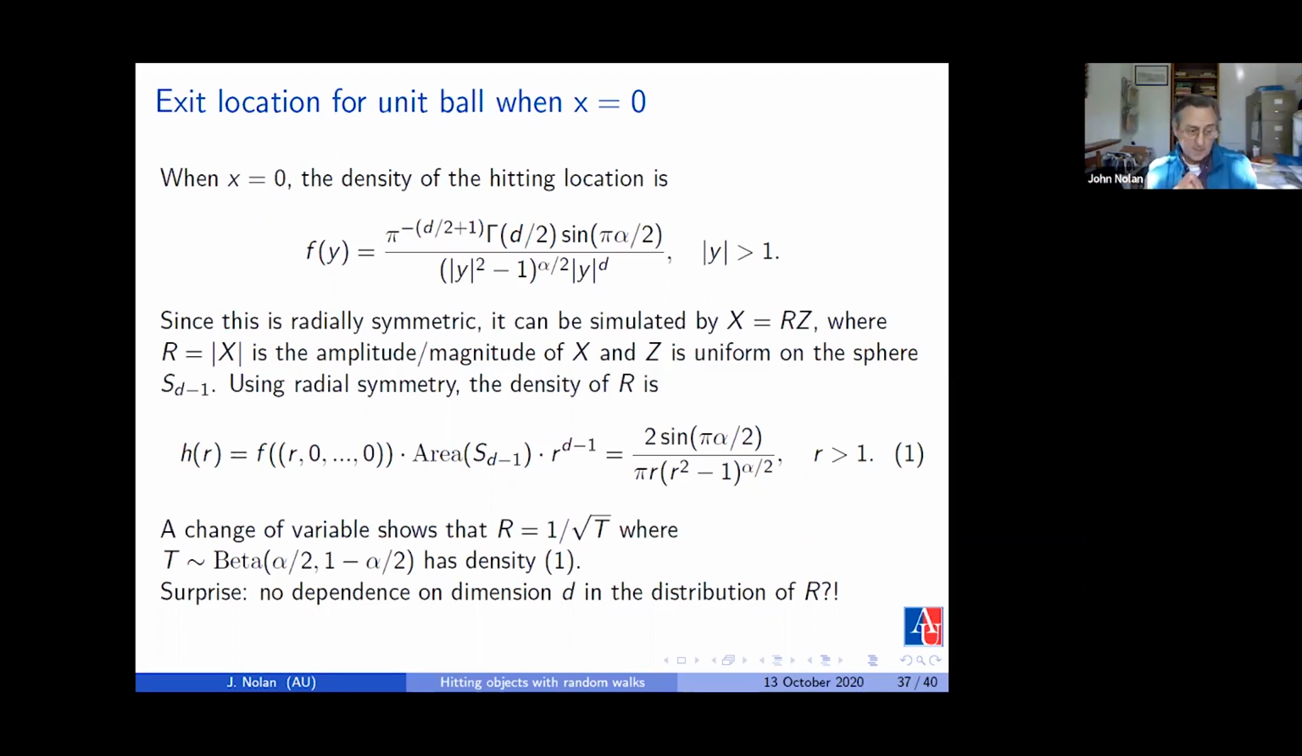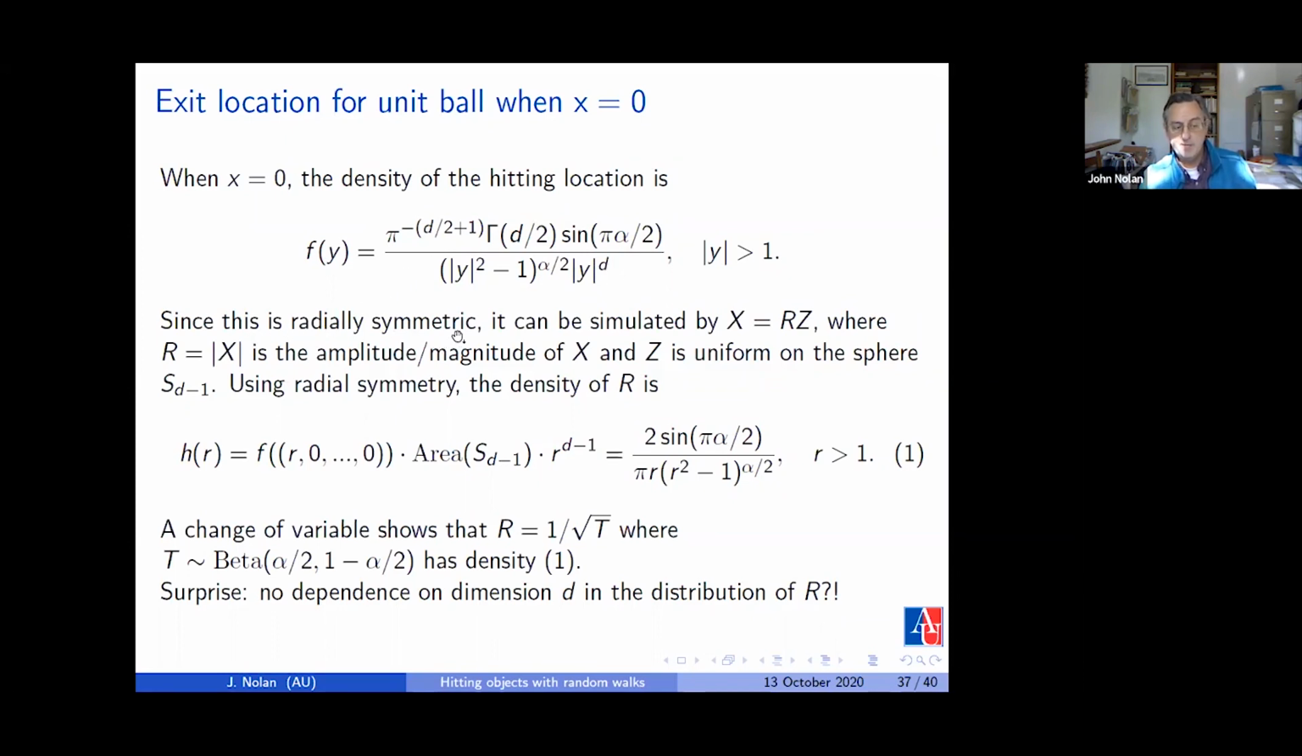To simulate that, we have to treat two cases separately. The easiest case is when I'm starting from the origin. Again, we've reduced things to the unit ball. I start at the origin. The density of the hitting locations is given by an expression like this. Again, these are messy problems. You have these funny, ugly constants coming up. You've got a gamma function here, a sine of pi alpha over 2 here, a fractional power of pi here. But this is the density of the hitting locations.